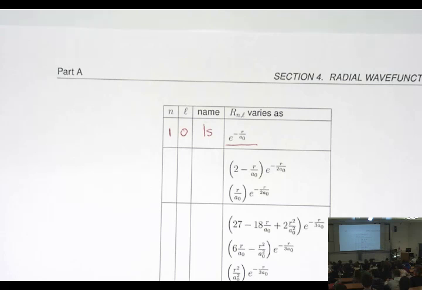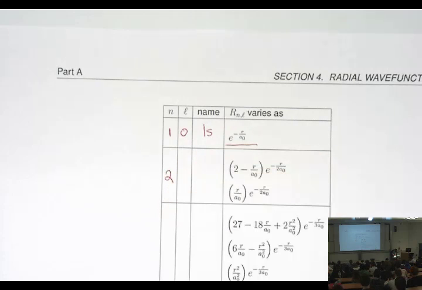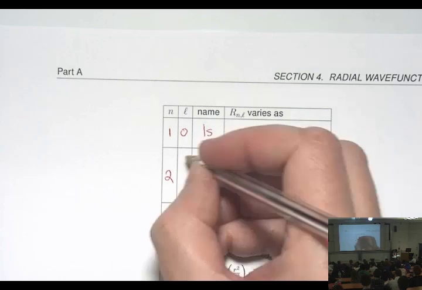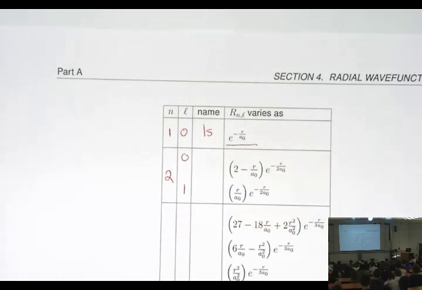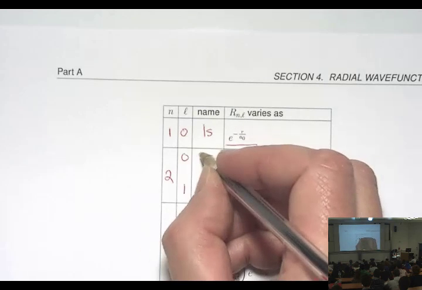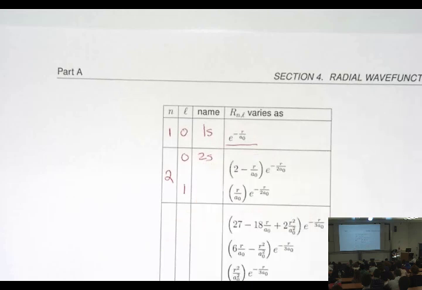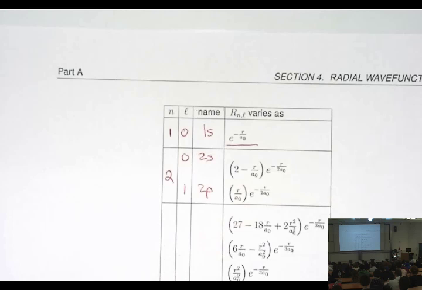But we can also have n equals 2, the next quantum number up. So L could be 0 or L could be 1. In which case, if it's 2, 0, we call that a 2s state. And if it's a 2, 1, then we call it a 2p state.